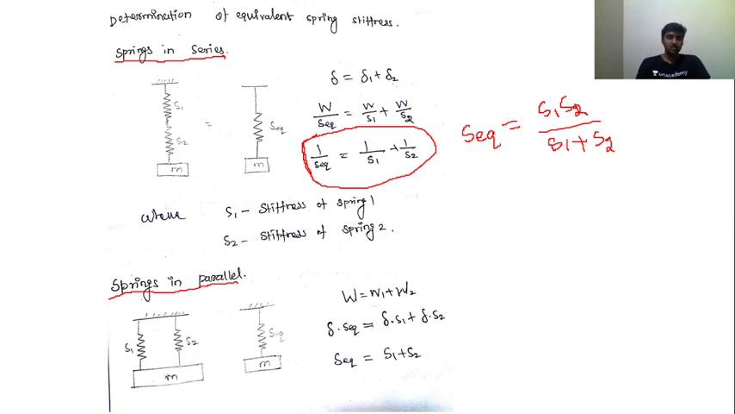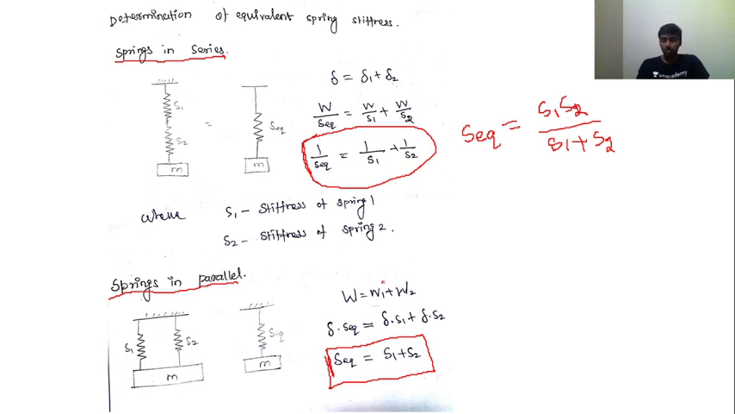Now the springs are in parallel connection. The mass is connected at the bottom of these two springs connected in parallel mode. For the equivalent spring stiffness, the total load is shared by the two springs, so the total load W is equal to W1 plus W2. Again using the same formula, load is equal to deflection into stiffness, we get S equivalent is equal to S1 plus S2. So these are the series and parallel cases.